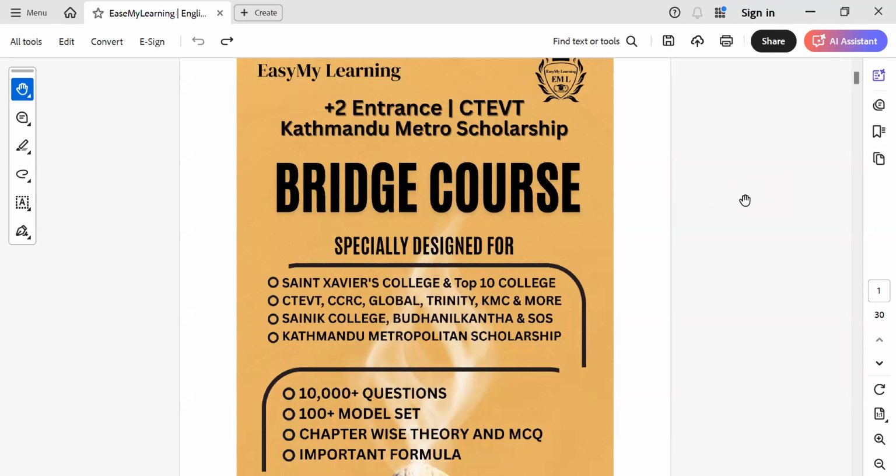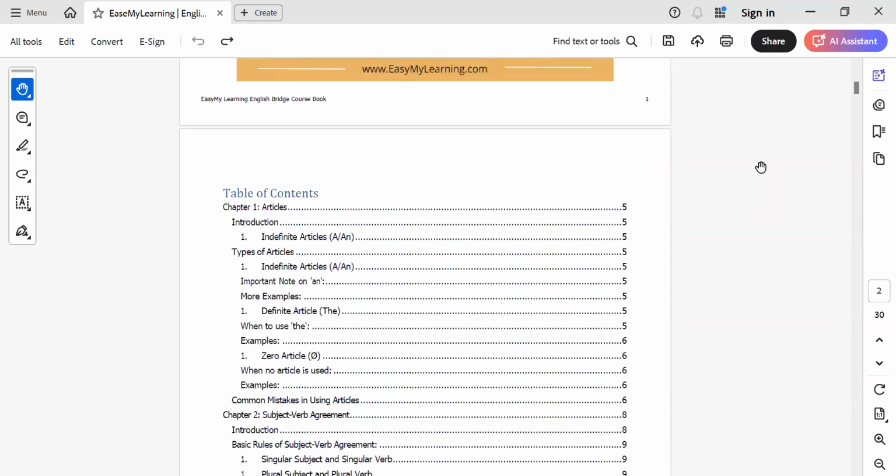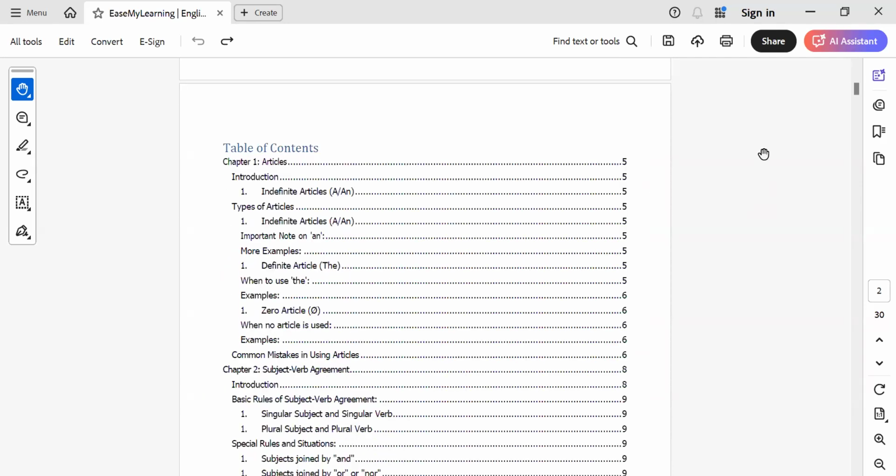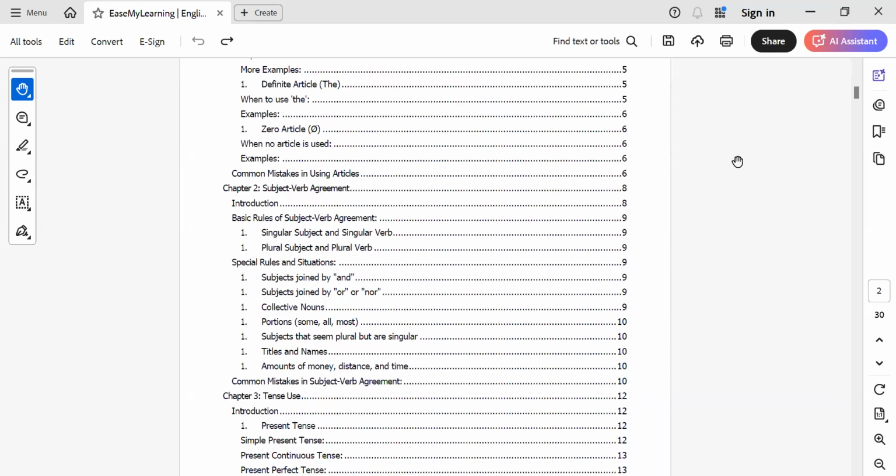So, basically, this is a bridge course which is specially designed for St. Xavier College and top college students in Nepal. So, without wasting further time, we will go on to the first chapter. The first chapter is articles, which is the basic building blocks while speaking English. As we go through this chapter, we will see how articles work and how they basically function.